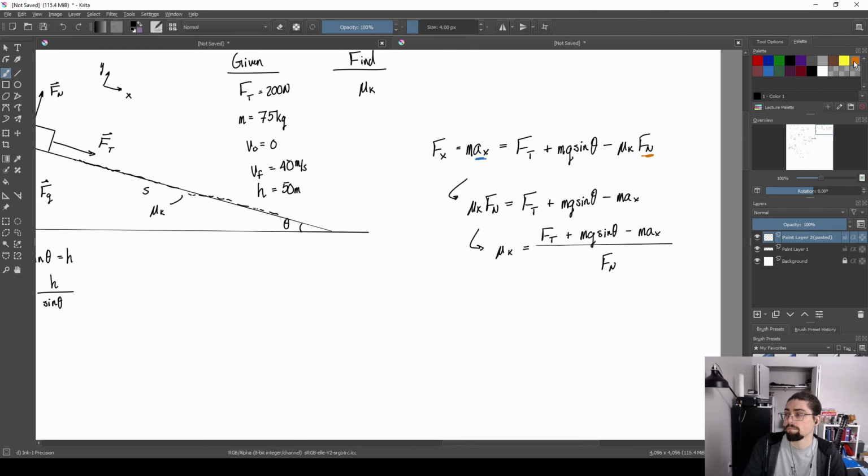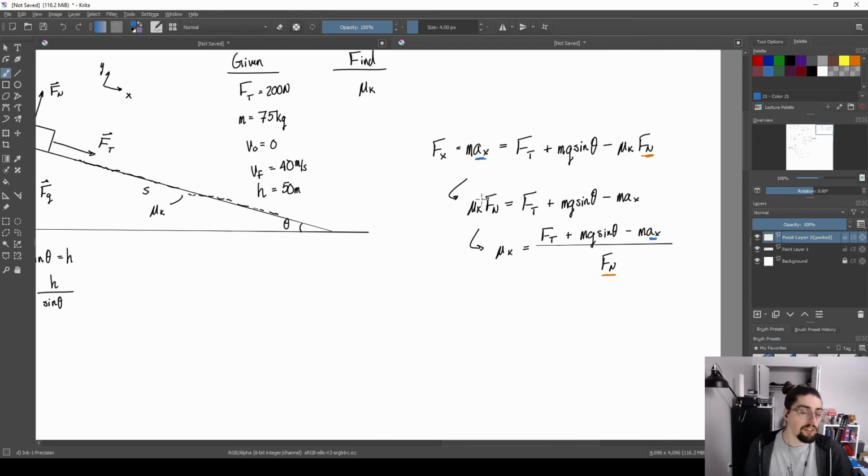So again, if we find this, we have our final answer. This is our final answer. We just need the couple last pieces to plug into it to make this thing work. So let me do that. Let me start with my acceleration.